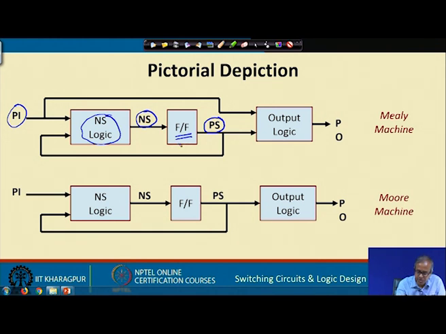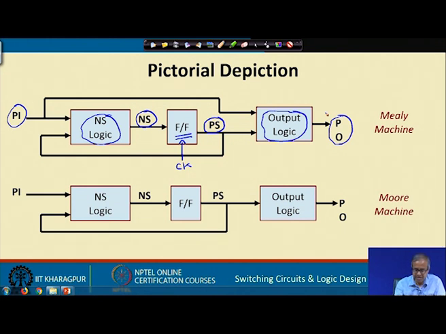Well, one thing I have not shown, it is there, it is the clock. The clock is also there. So, whenever the clock comes, the next state will get stored in the flip flop and it will now become the present state. And there is another combinational circuit called the output logic, which again takes the PI and the present state as input and generates the primary outputs PO.